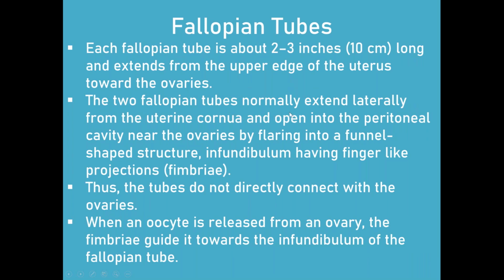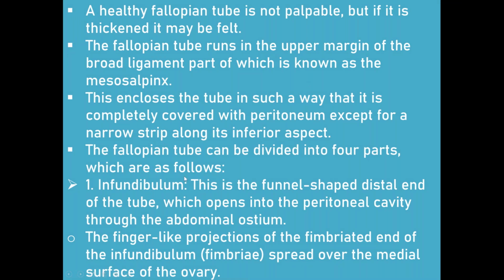The two fallopian tubes normally extend laterally from the uterine corner and open into the peritoneal cavity near the ovaries by flaring into a funnel-shaped structure, the infundibulum, having finger-like projections. So this is about the fallopian tubes. What are the parts of the fallopian tubes? The fallopian tubes can be divided into 4 parts, which are the following.